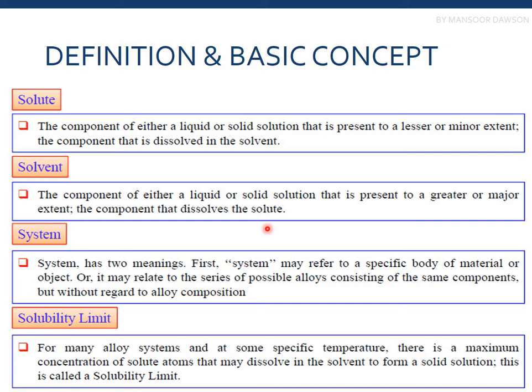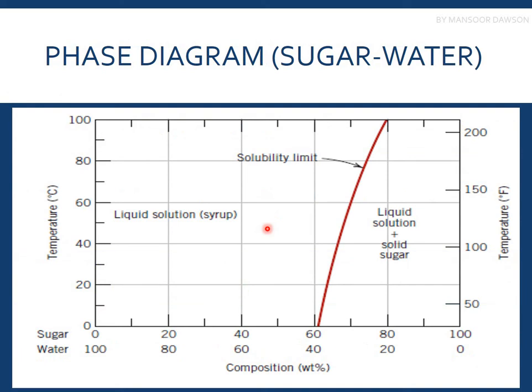Moving forward, this is a phase diagram in which we can see that we have two components. One is temperature and the other one is composition. We can also make the diagram between temperature, pressure and composition. So if we are discussing two components, the third would be constant. So this diagram would be at a constant pressure.